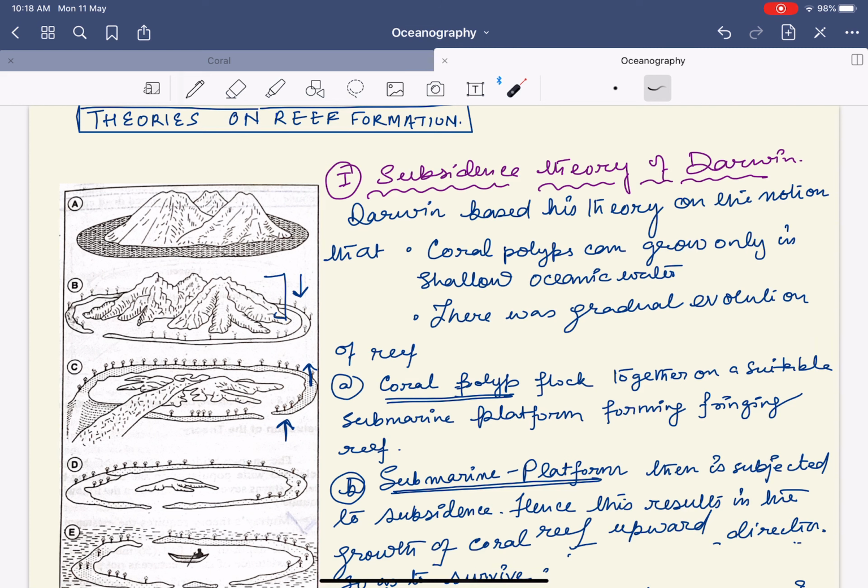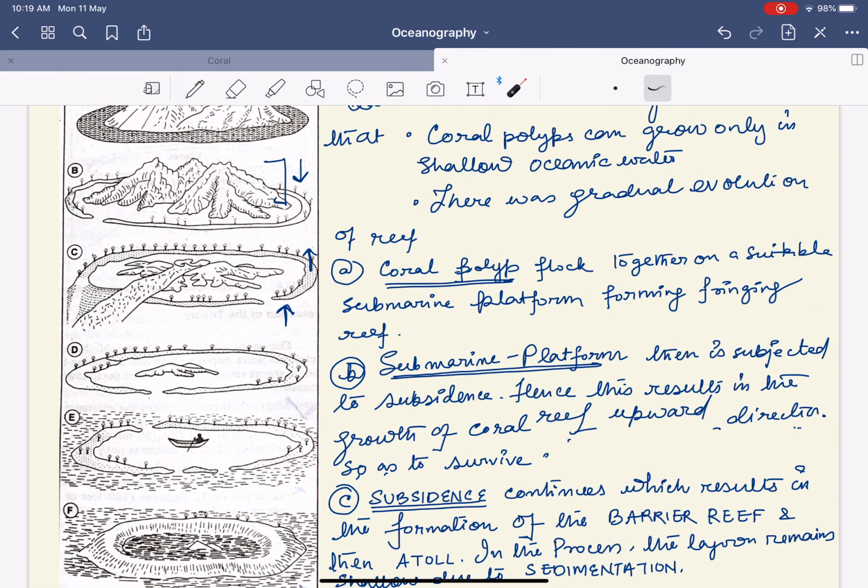Now, theories on the reef formation. The first and foremost theory was that of Darwin. Darwin was an evolutionist, meaning he gave the theory of evolution, and as per his theory, human beings came into existence from monkeys. Similarly, Darwin gave the theory that coral reefs basically developed from the fringing reef. First they develop the fringing reef, then they become the barrier reef, and then they become atolls.